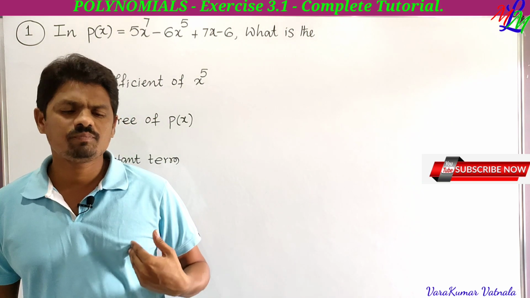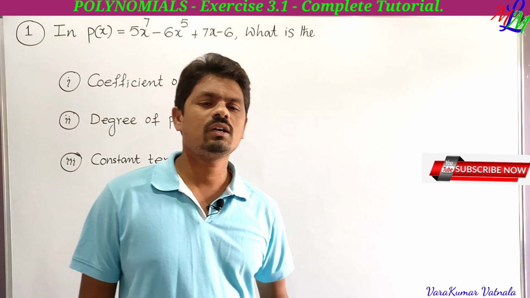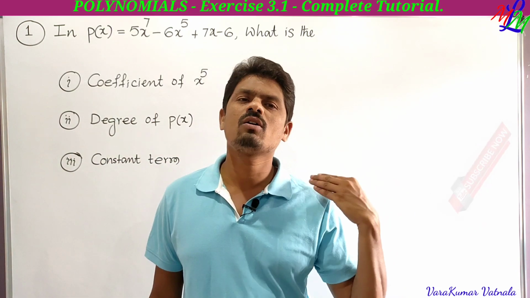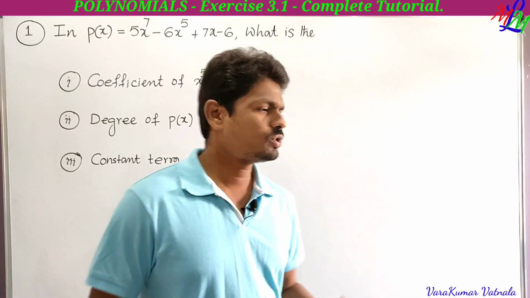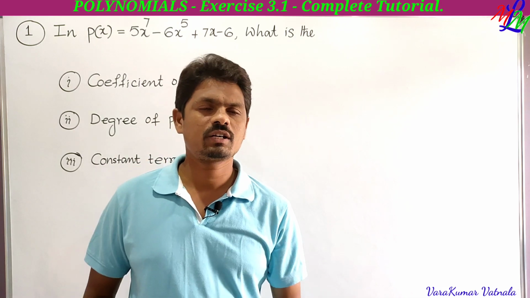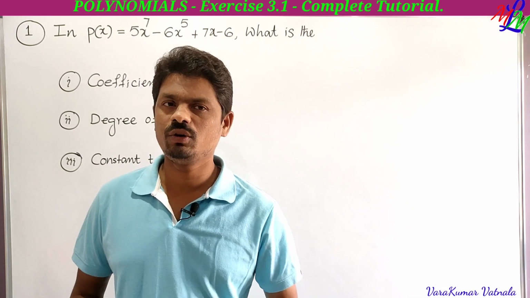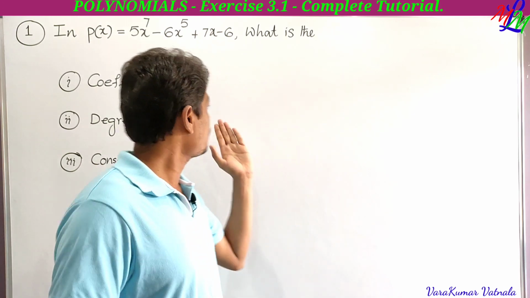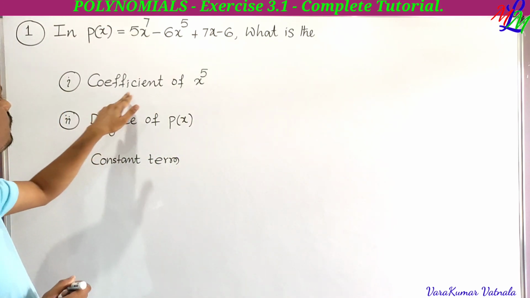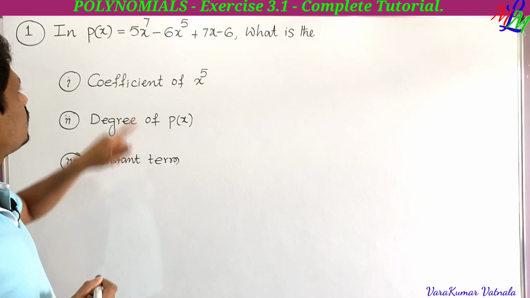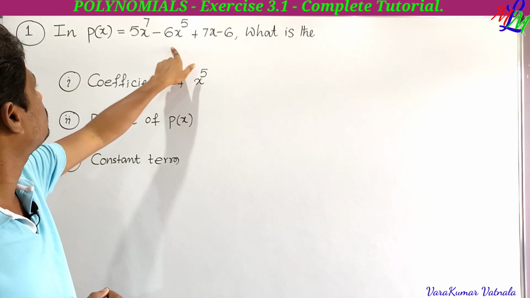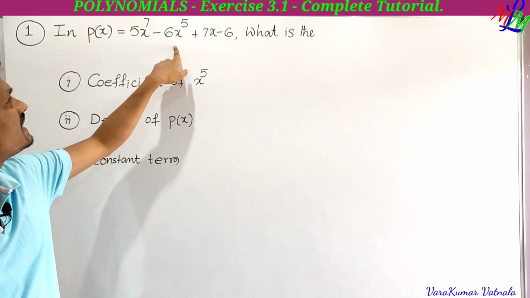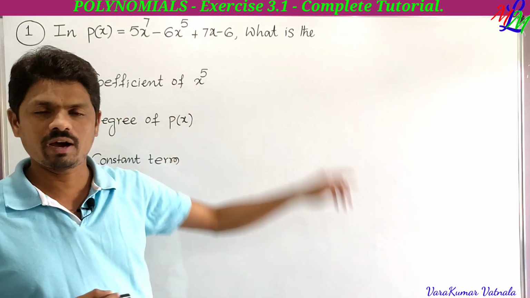So these are very easy, student. If you watch the introduction to polynomials, you can answer very easily. Already we have completed the introduction to polynomials in the previous video. Before watching this, you have to watch that first. So next, see here, how can we find the coefficient of x to the power 5? The given polynomial is P of x is equal to 5x to the power 7 minus 6x to the power 5 plus 7x minus 6.